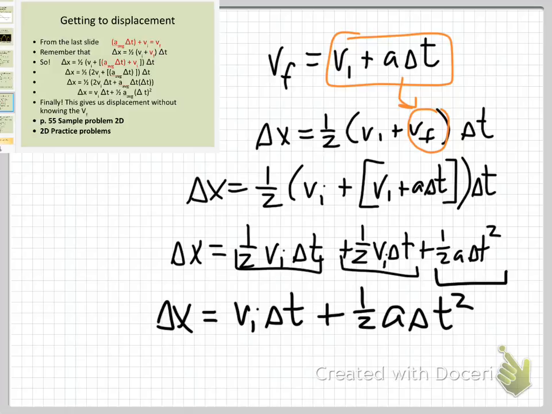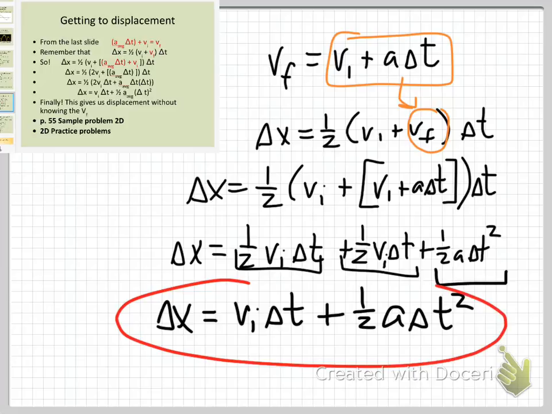So the displacement is equal to the initial velocity times time plus 1/2 the acceleration times time squared, which doesn't seem intuitive in any way, shape, or form. But it's a really useful equation. So this is the second, or the third rather, of your golden equations. Delta x equals VI delta t plus 1/2 A delta t squared.